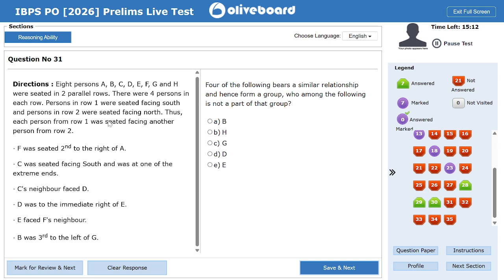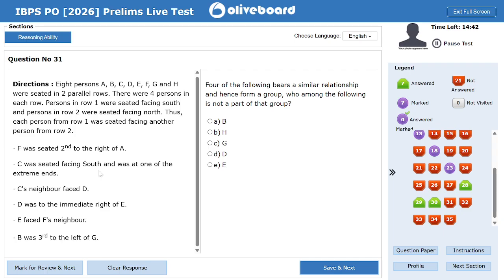Okay, so रो 1 का जो पर्सन है वो साउथ में देख रहा है, और रो 2 का जो है वो नॉर्थ में देख रहा है. ओके. F was seated second to the right of A. Second to the right. She was seated facing south and was at one of the extreme.